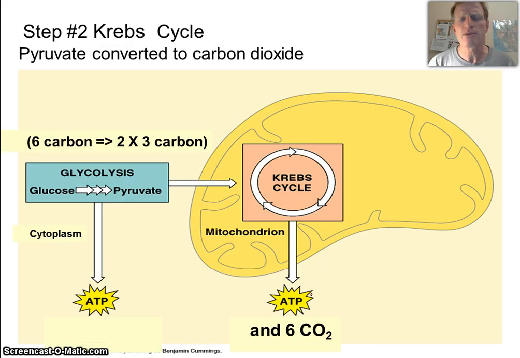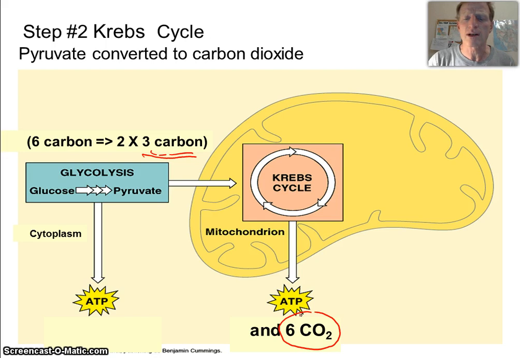Step 2, now we're going to move these 3-carbon molecules into the mitochondria, and we're essentially going to chop them up into carbon dioxide. So how many carbon dioxides can you make from a 3-carbon pyruvate? Well, you can make 3. So if we have 2 of them, that's going to total 6 carbon dioxide. So in cell respiration, we take a sugar and we chop it up into 6 carbon dioxides.